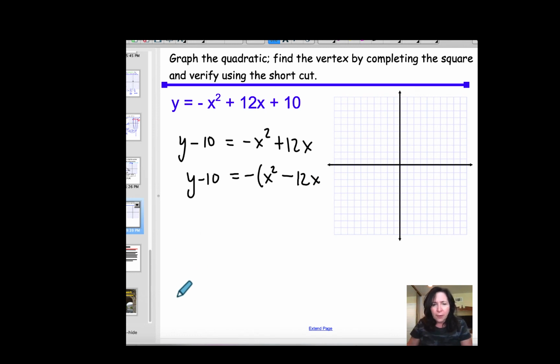Half of 12 is 6, negative 6. But when I square that, it's positive. So I've got negative 6 squared, which is 36. That means I'm going to add 36 to both sides. So I'm going to add 36 here.